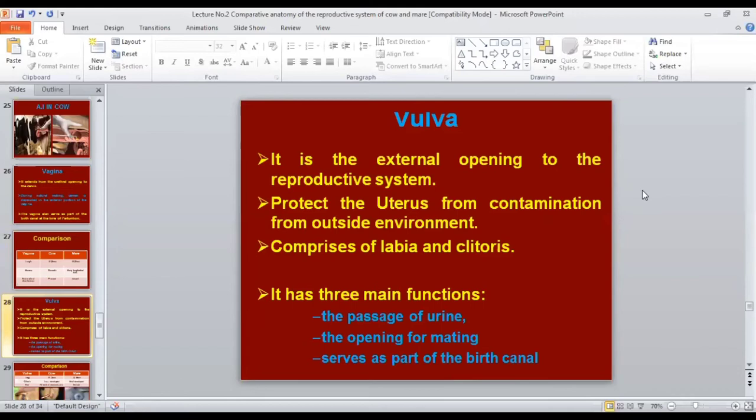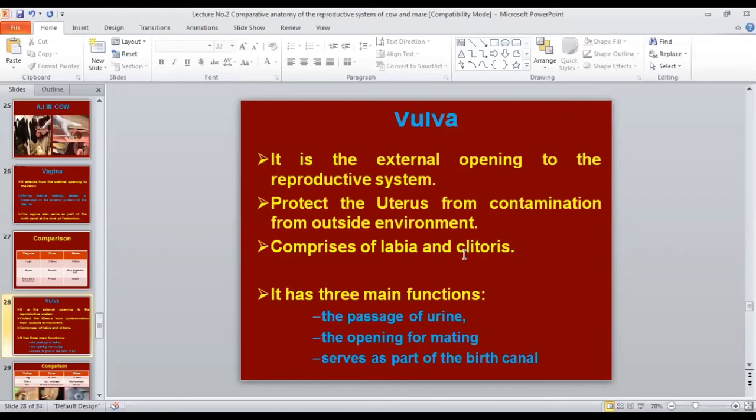So, as for the vulva, it is the most outer part of the reproductive system of a female animal, and it is the external genitalia. It protects the uterus from contamination from the outside environment. As you know, the labia of the vulva make a vulval seal. If the animal is healthy, with no injury or abnormality on the vulva, then the labia used to be close together to make the vulval seal to avoid contamination of the uterus.